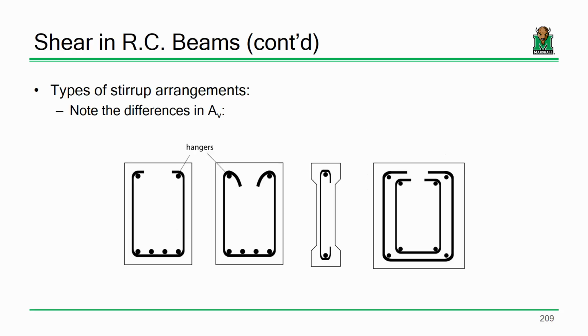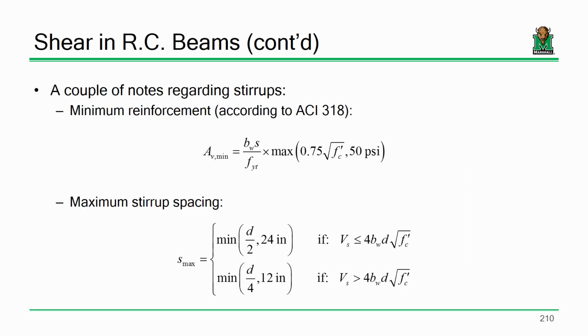And that's going to change depending upon your stirrup layout. This would be the area of 2 bars. This would be the area of 2 bars. This would be the area of 1 bar. This would be the area of how many? 4. All right. Does that make sense? Okay.